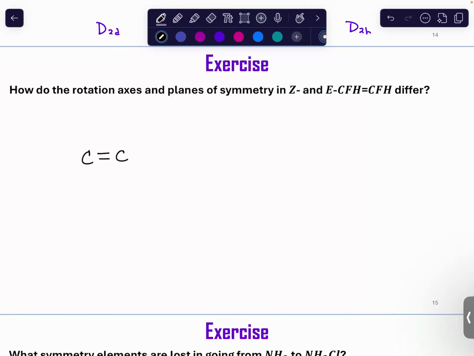So okay, let's do your Z configuration. Which one, H or F? Which one is going to be our high priority? The F. So they're going to be cis from each other. They're going to be same side, and opposite side. Okay, so F, H, H. So this is our Z configuration.